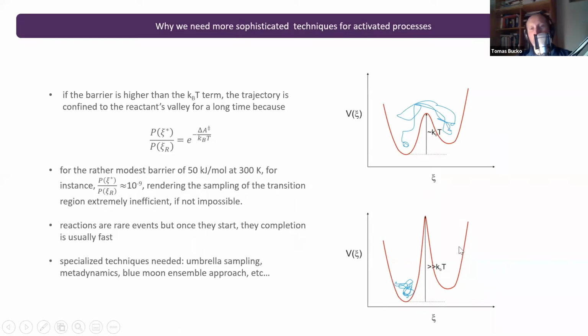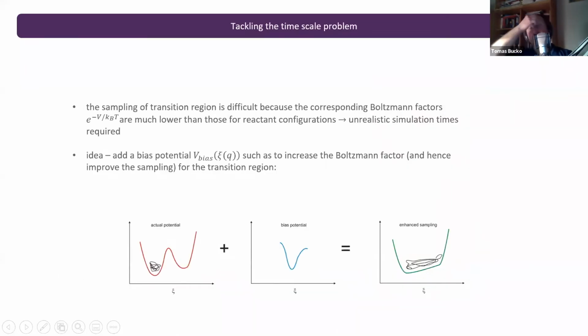In order to overcome this problem, to be able to sample the transition region, we need some specialized techniques, and this is what I'm going to talk about. There are several ideas how to tackle this time scale problem. We keep in mind that our main problem is basically the presence of the barrier. So how about removing the barrier, right? Let's remove the problem, and the sampling should be easier.